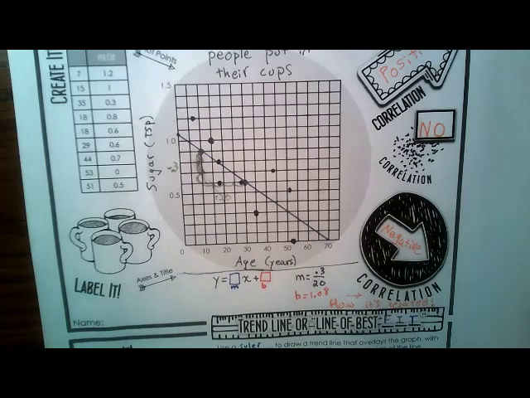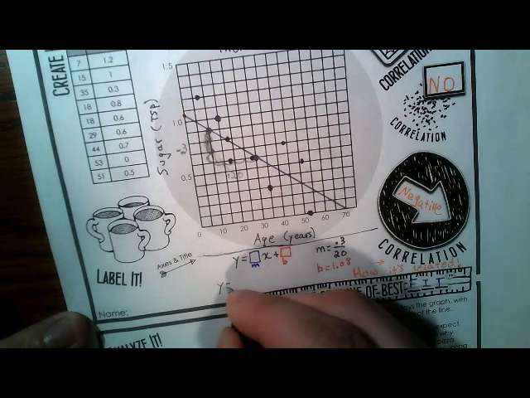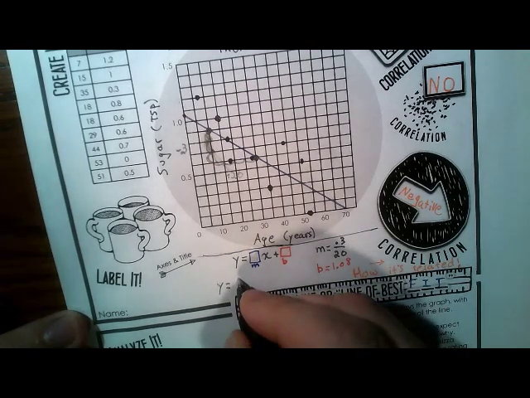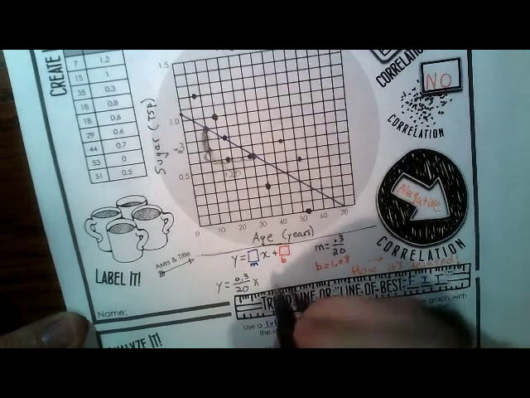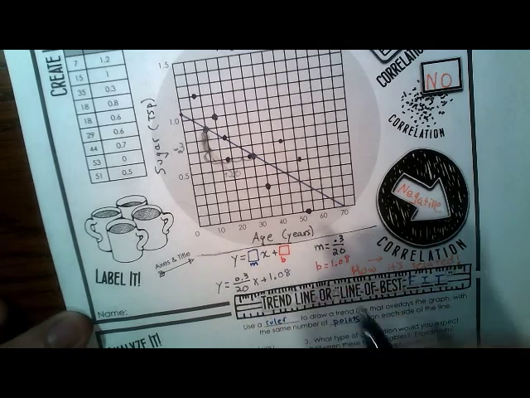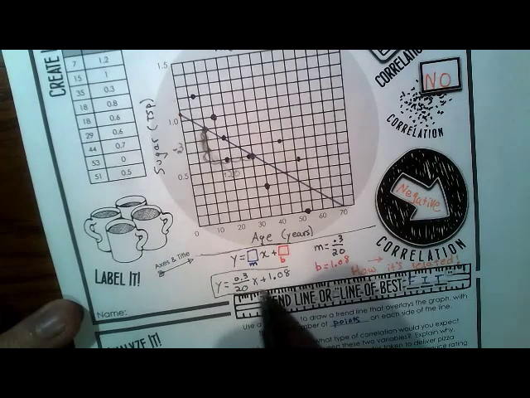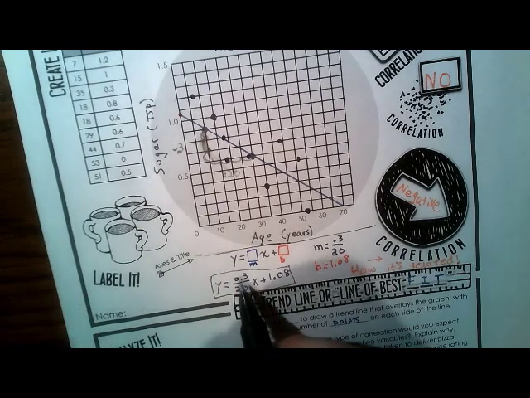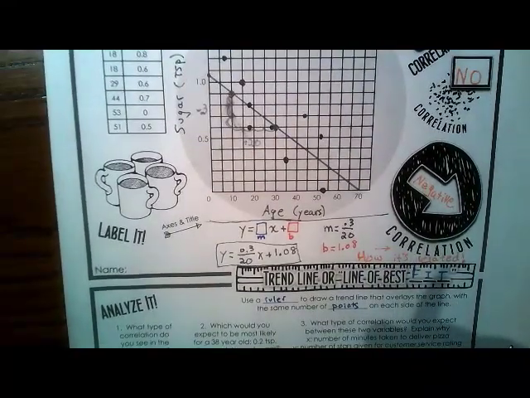So the equation that I would use is y equals 0.3 over 20 x plus 1.08. That's the equation of my trend line. And normally we don't like to have decimals inside of fractions, so you can change this if you want. So it's just a fraction without a decimal.